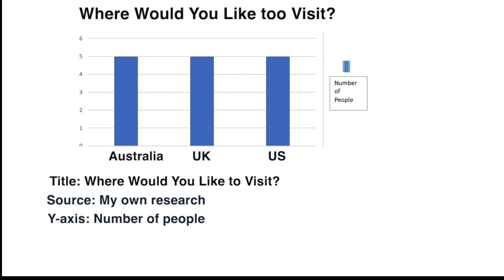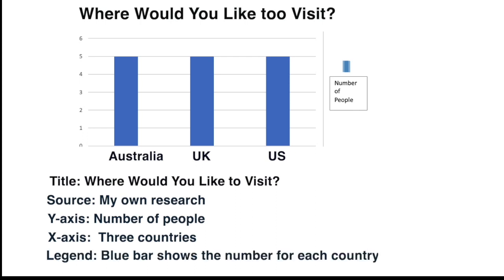The y-axis shows the number of people. The x-axis shows the 3 countries. The legend tells us that the blue bar shows the number of people that chose each country. Looking at this chart, it's very clear that an equal number of people chose each country.